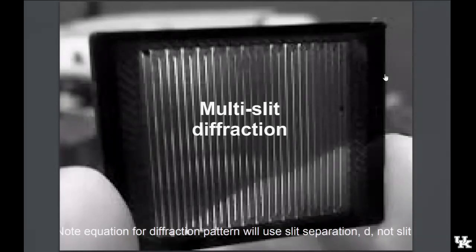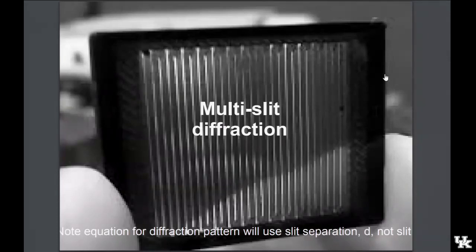So what's important here is the space between two adjacent slits. That will determine our diffraction pattern. So that's one difference. The other difference that's going to come up is the equation that we used to describe the single slit. We developed that equation for the location of dark fringes, destructive interference.